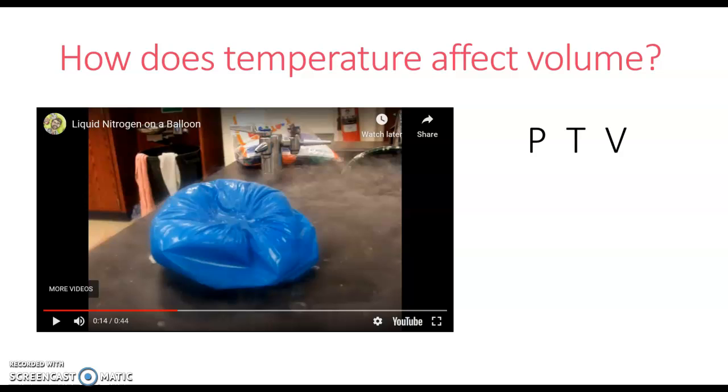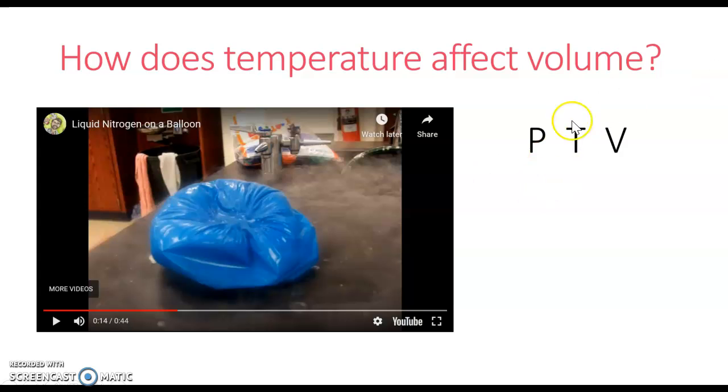Liquid nitrogen, if you didn't know, is a liquid that exists at negative 320 degrees Fahrenheit. That's very, very cold. So if you were to touch this with your hand, it would immediately burn you. If you didn't know, you can get burned from dry ice. It's a really cold burn. So liquid nitrogen is cold.